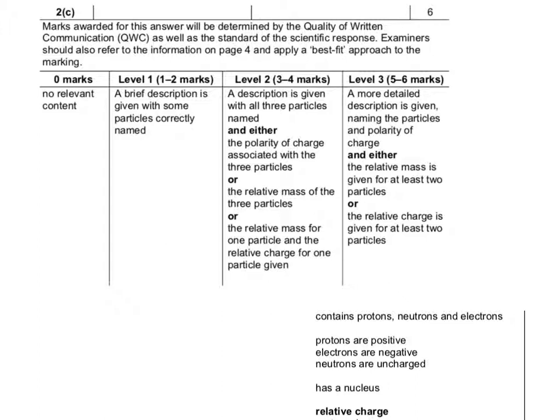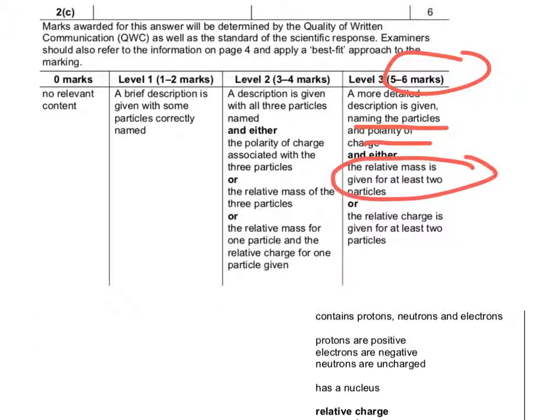I always start at the top, so you can see at 5 to 6 what are the sorts of things you need to include. You need to name the particles and give the polarity of the charge, so that's basically saying whether they're positives or negatives. You need to give the relative mass for at least 2, or the relative charge for at least 2 particles. Okay, that's what you're looking at for there.